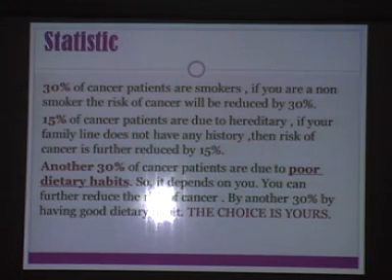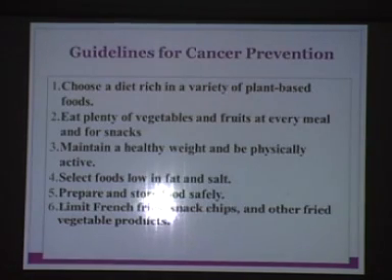Just a few tips. 30% of cancer patients are smokers. If you are a non-smoker, the risk of cancer will be reduced by 30%. 15% of cancers are due to heredity. If your family line does not have any history, the risk of cancer is further reduced. Another 30% of cancer is due to poor dietary habits. So it depends on you. You can further reduce the risk of cancer by another 30% by having good dietary habits. The choice is for you.